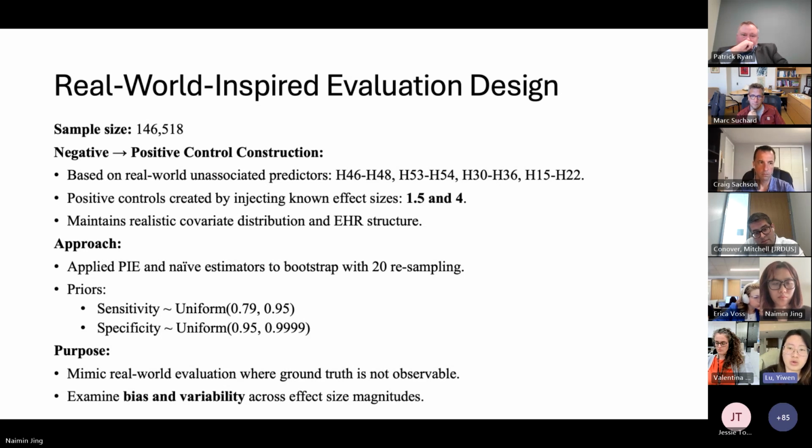And we considered multiple effect sizes to ensure that pi remains valid across different scenarios. As the true sensitivity and specificity were assumed to be unknown when using pi, we set the prior distribution of sensitivity as a uniform from 0.79 to 0.95, and likewise for specificity. The purpose of this evaluation is to mimic the real-world evaluation and to see if pi still works.